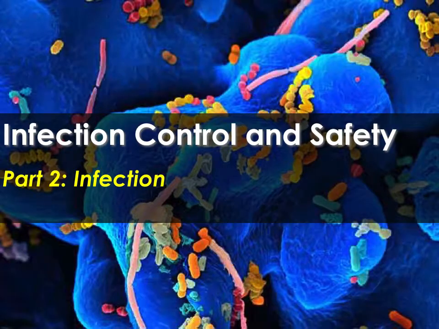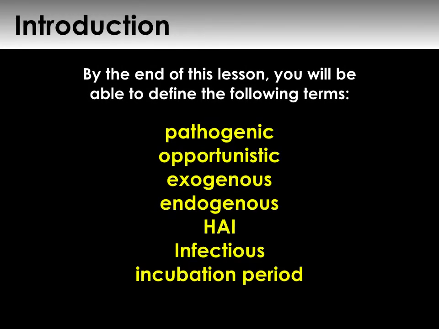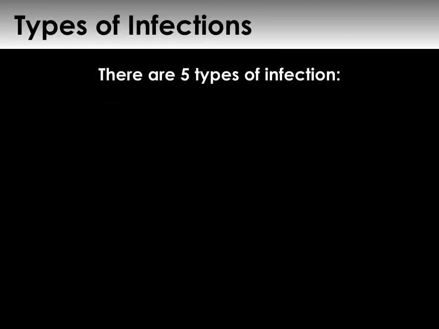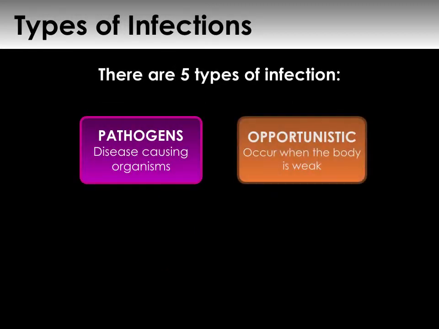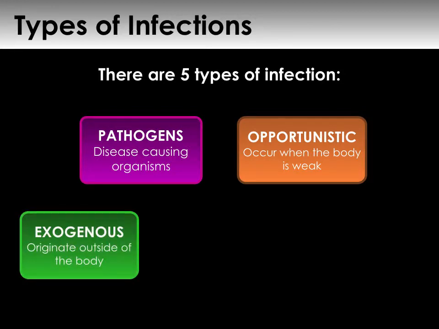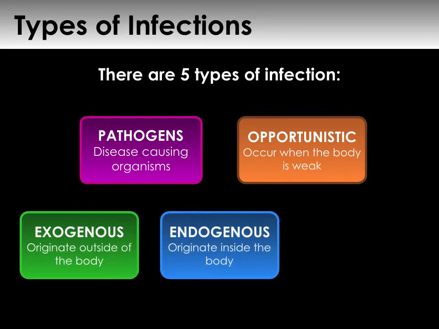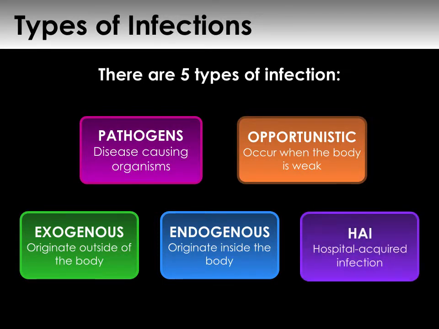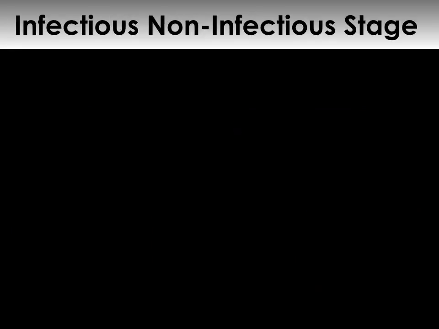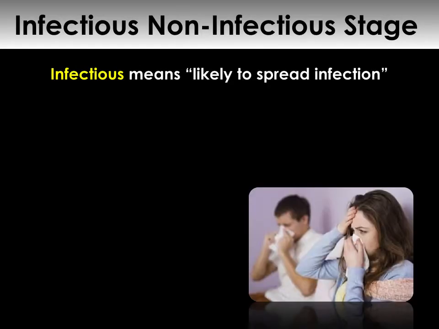Now we're going to move on and talk about infection briefly. The following terms you should be familiar with. There are 5 different types of infection: pathogens, which are disease-causing organisms; opportunistic, that occur when the body is weak; exogenous, they originate outside the body; endogenous, originate inside the body; and hospital-acquired infection, or HAI. Infectious means likely to spread infection.